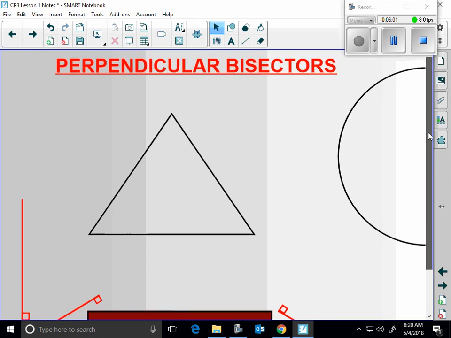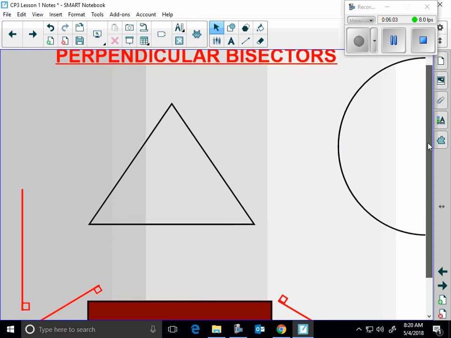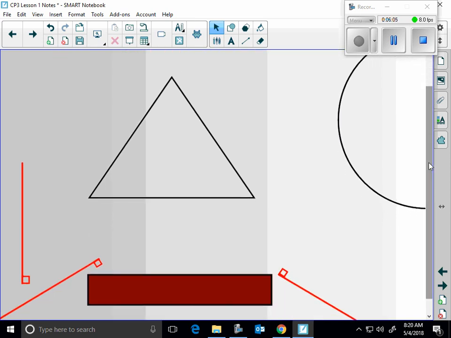What does bisector mean? Cuts it in half. So if I take this segment and bring it over here, I want to cut this side in half and have it be perpendicular. I'm talking about this side. I cut that side in half and I make that segment perpendicular to it.